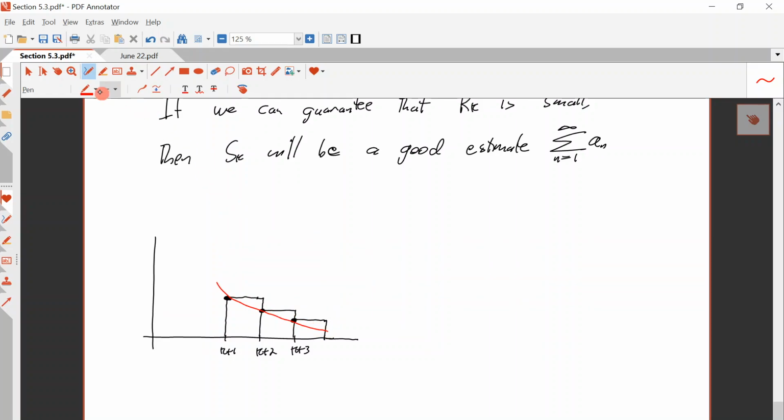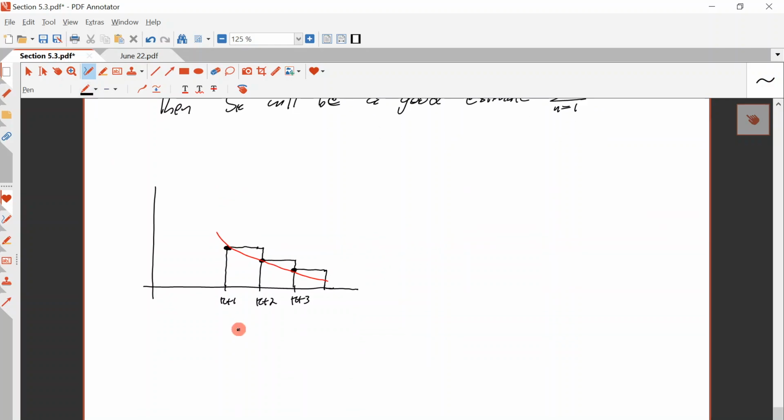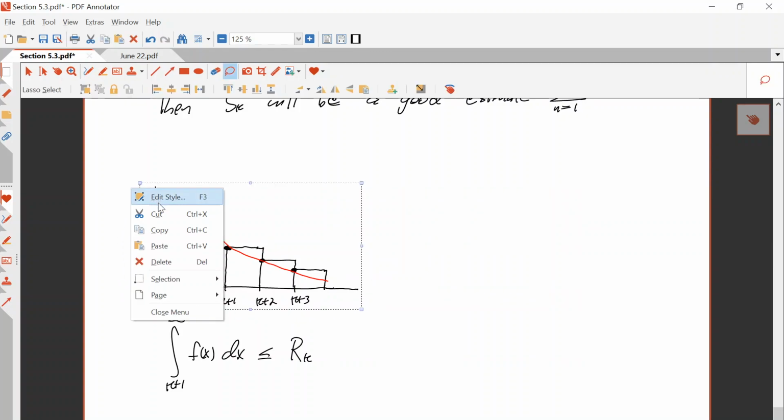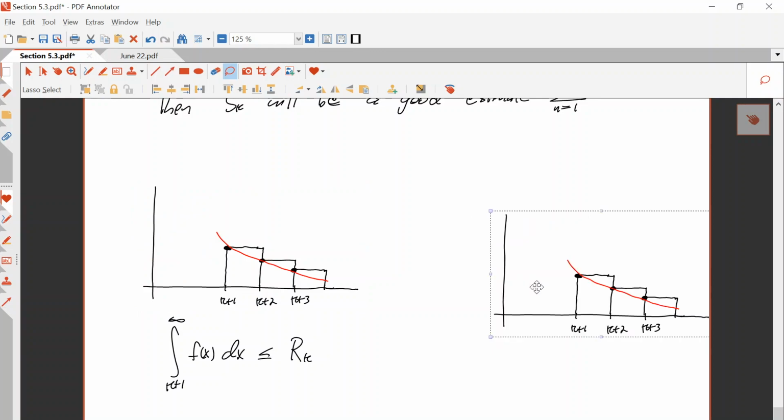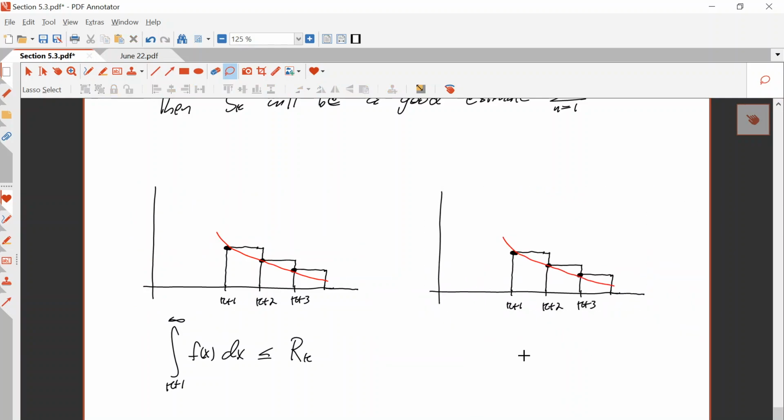All right, so this picture says that the remainder Rk is bigger than or equal to the integral from k plus 1 to infinity f of x dx. But using a similar trick as before, instead of drawing the boxes to the right, we draw the boxes to the left, like this.